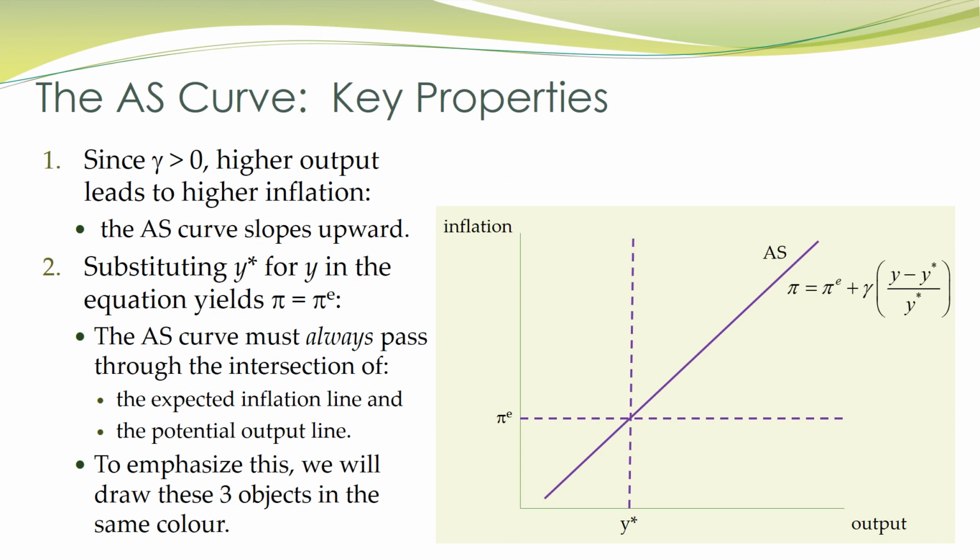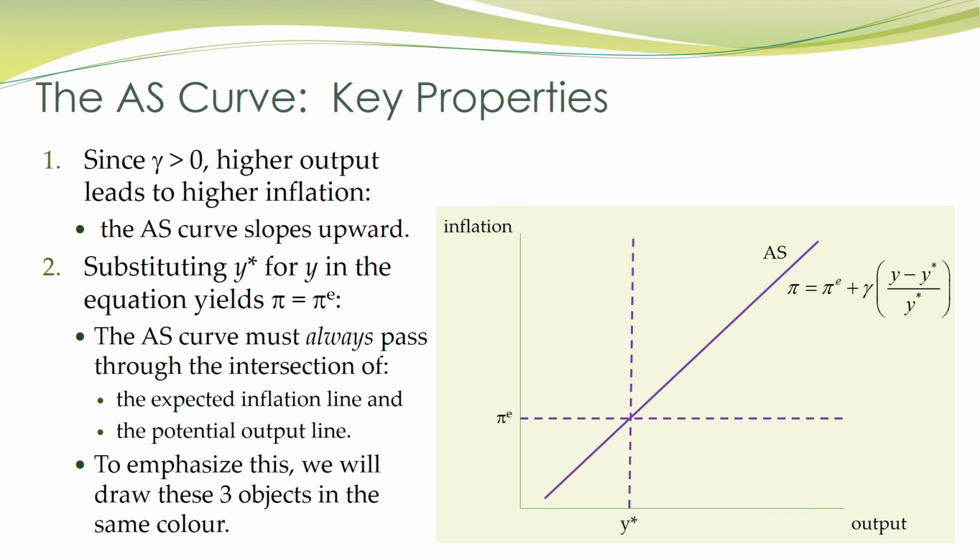The fact that the constant γ is positive means that an increase in output Y leads to an increase in inflation π. Hence, the AS curve is upward sloping in the diagram. Moreover, if you substitute Y* for Y in the Phillips curve equation, you find that inflation π must then equal expected inflation π^e.